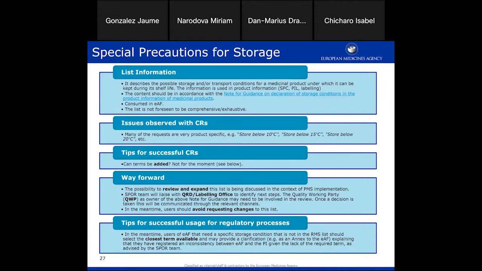In the meantime, the advice is that users should avoid sending requests for this list, and users of EAF that need a specific storage condition that is missing in RMS should select the closest term available and may provide a clarification, for example, as an annex to the electronic application form, explaining that they have registered an inconsistency between the EAF and the product information, given the lack of the required term as advised by the support team.